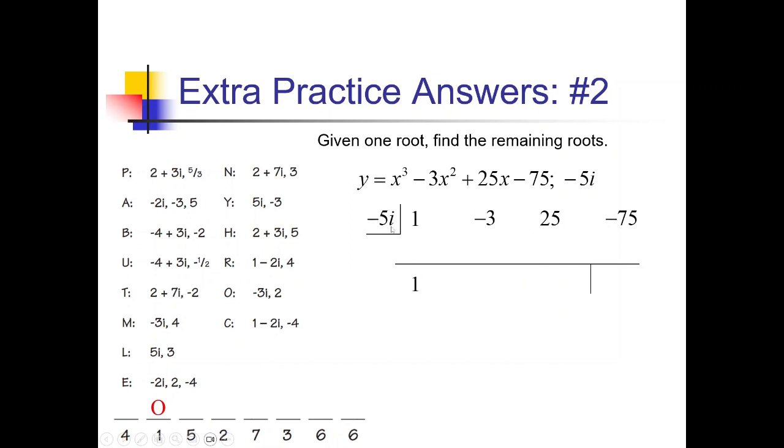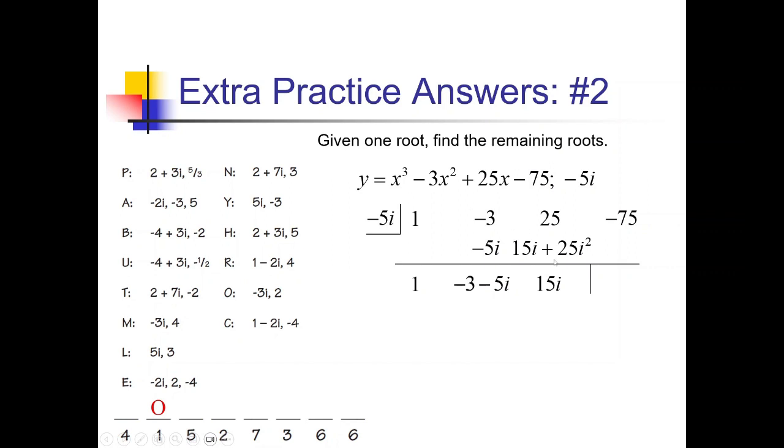Bring down the 1 times negative 5i is still negative 5i. Can't combine it with the negative 3, so we'll write it as negative 3 minus 5i times negative 5i. We've got to distribute now, so we end up with 15i plus 25i squared. 25i squared is really negative 25 because i squared is negative 1. 25 and negative 25 cancels, leaving us with 15i.